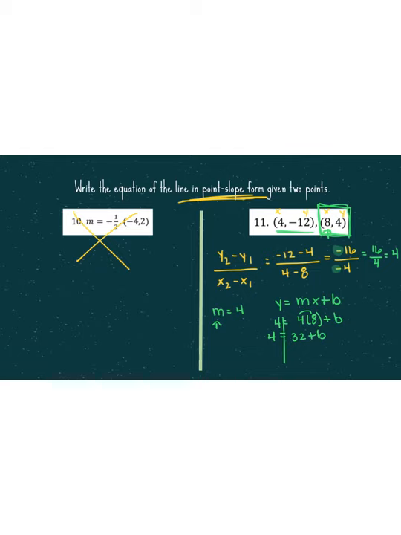And then to get rid of that 32, I'm going to minus 32, minus 32. So I have negative 28 equals b.